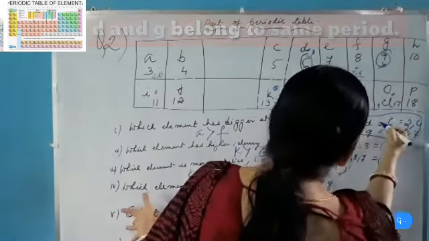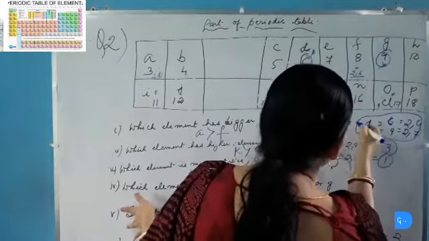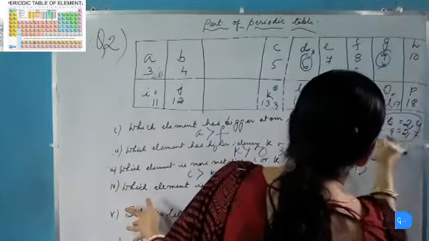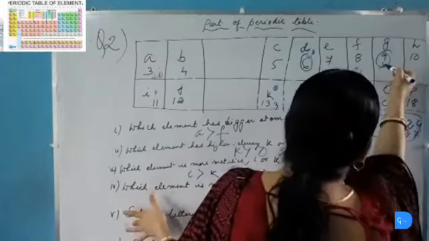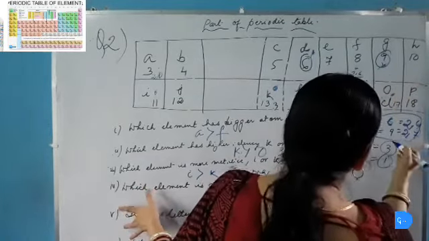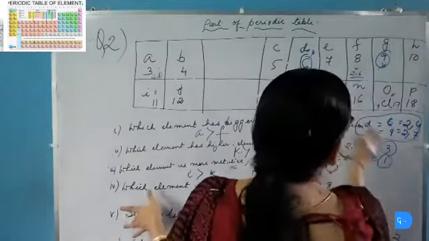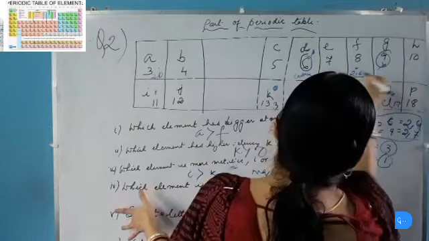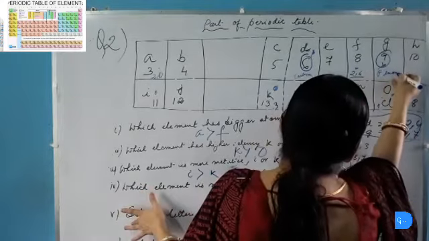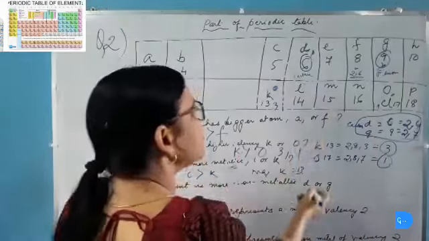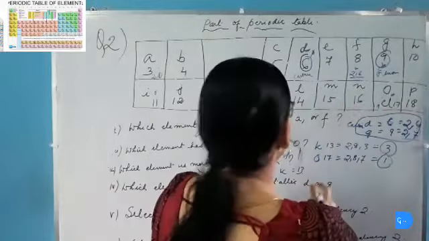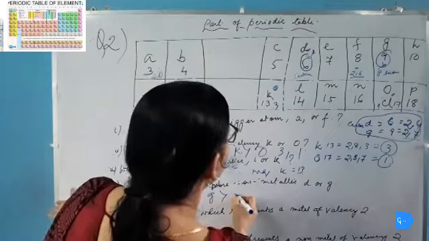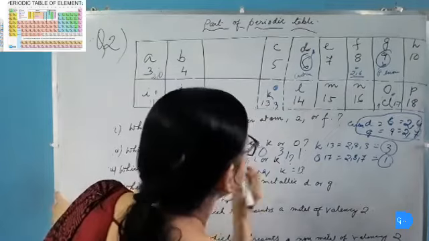Here D has atomic number 6, that means D is carbon, and its electronic configuration will be 2 and 4. And G has atomic number 9, so its electronic configuration will be 2 and 7. From the atomic number we can say that D is carbon and G is fluorine. So which is more non-metallic? Definitely fluorine is more non-metallic than carbon. So G will be more non-metallic than D.